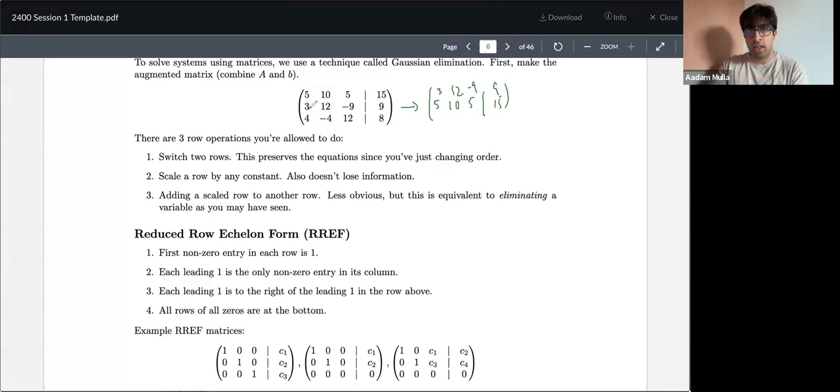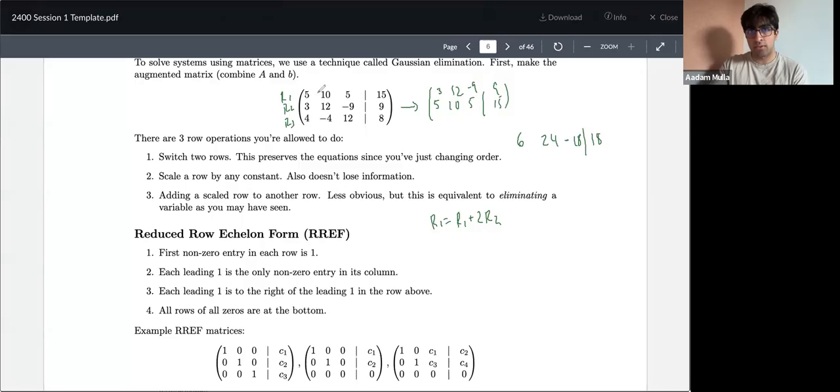So let's call this guy row 1, this guy row 2, and this guy row 3. The way we usually write this in notation is row 1 equals, let's say, row 1 plus 2 row 2. What we're saying is we're going to replace row 1. Every term is going to be the term in row 1 plus 2 times row 2. So 2 times row 2 is going to look like 6, 24, -18, 18, with a line in between. And then we're just going to take that and add it to row 1.